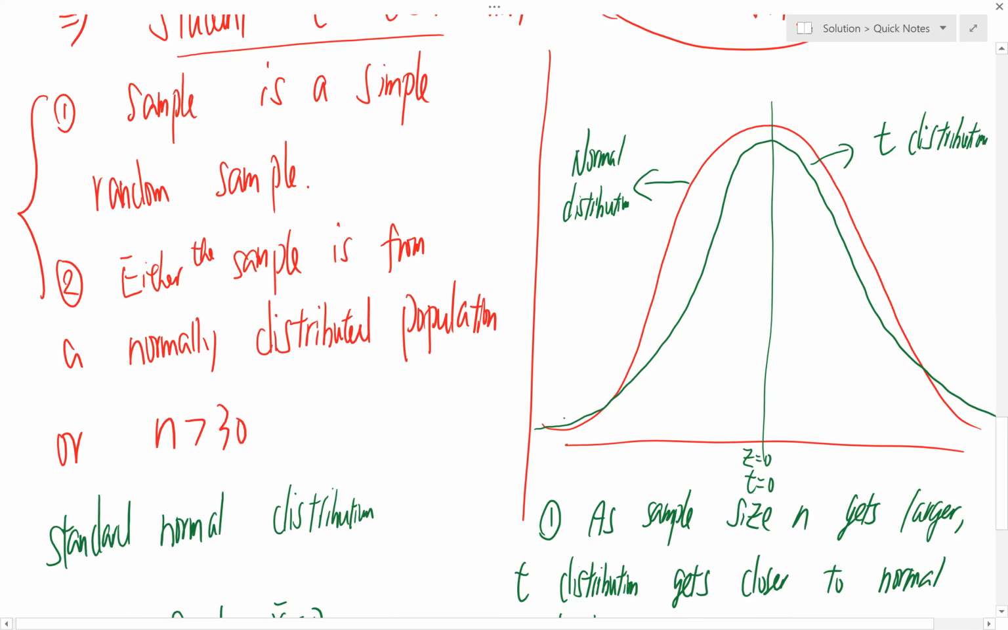And as the sample size gets bigger and bigger, the student t-distribution gets closer and closer to the normal distribution. That's basically what distinguishes the student t-distribution from a normal distribution. But they are very, very similar, right? The total area under the curve is also 1, just like the normal distribution. Do we have any questions about the t-distribution?